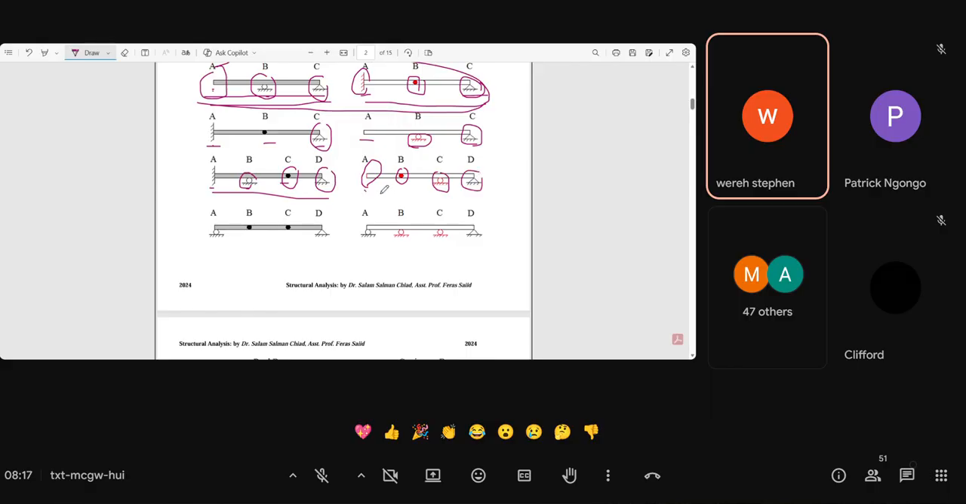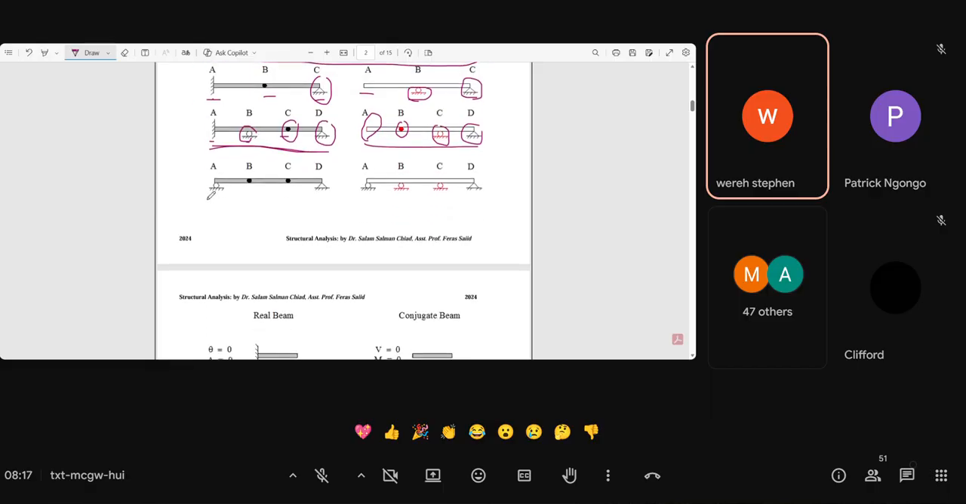So this one is now the conjugate beam of this real beam. Okay. Then we have the last example. We have this beam. So we have a roller at this end, a hinge, and a pin. So it's almost the same. Because of this roller at the end, we cannot put a hinge here. Okay. So we're going to maintain the same roller.